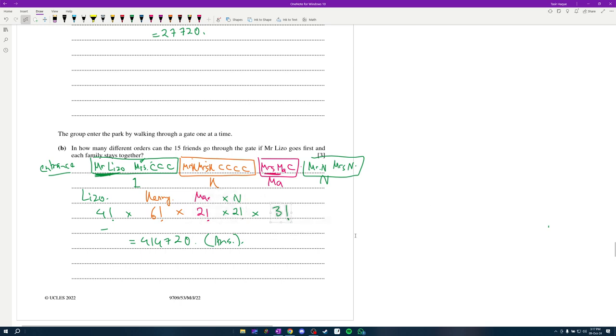However, there's another part. There's a 3 factorial. Why? Because the Kenny family, the Martin family, and the Nantes family, they can interchange between each other. Like ABC interchanging between each other. So that's 3 factorial. I'm not taking Lizzo family into consideration because Mr. Lizzo has to be the first man entering. So that cannot be interchanged as the families have to go together. Okay. So this is the general idea.